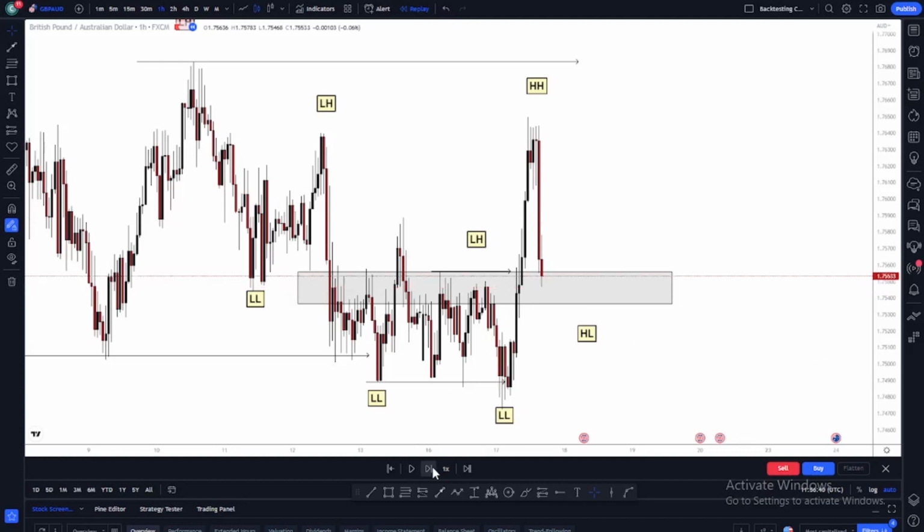Boom. Now price comes into our zone, right? After price comes into our zone, what do we see with this bearish candle? We see a rejection. Okay, we see a rejection of that candle. So let's also wait for the next candle.